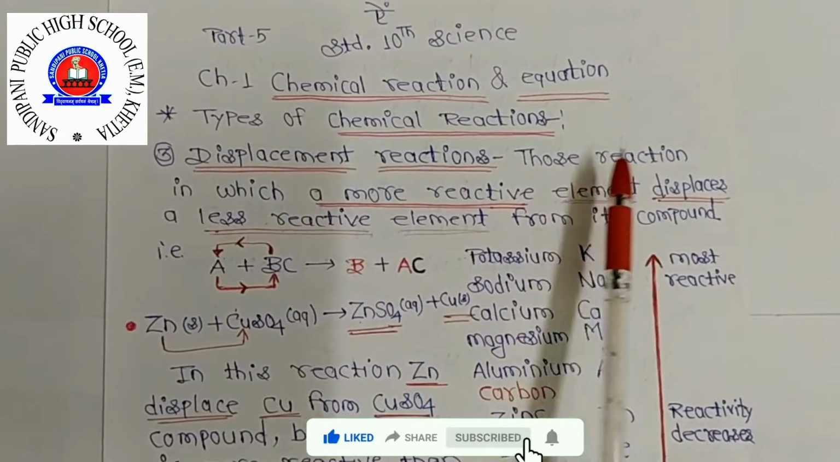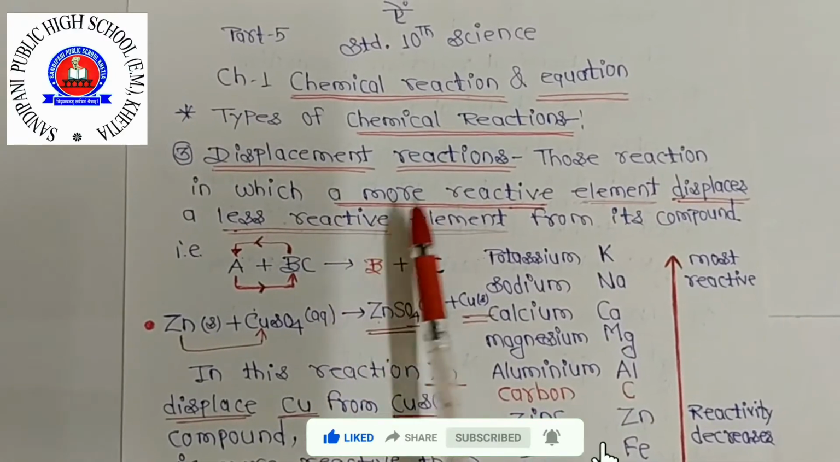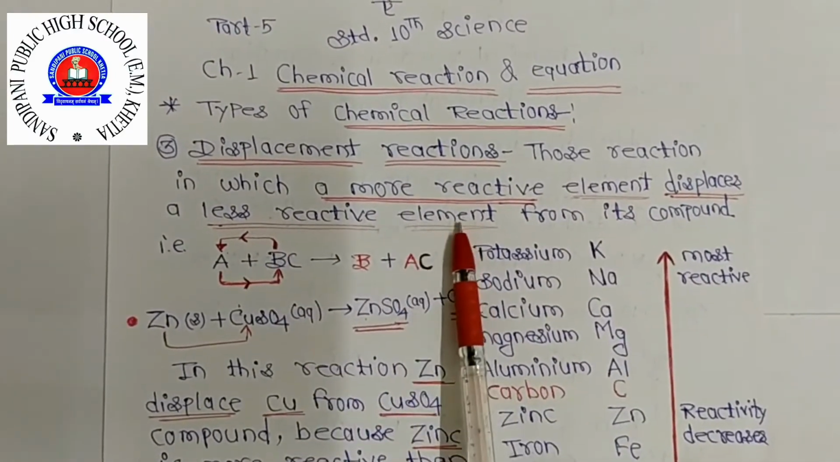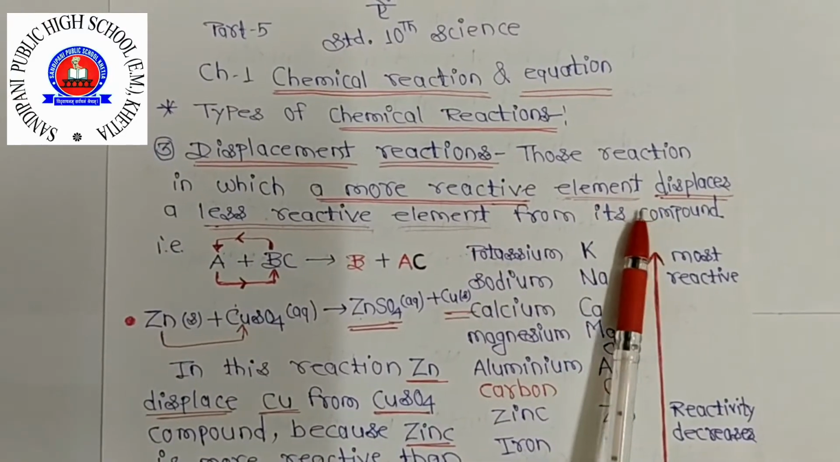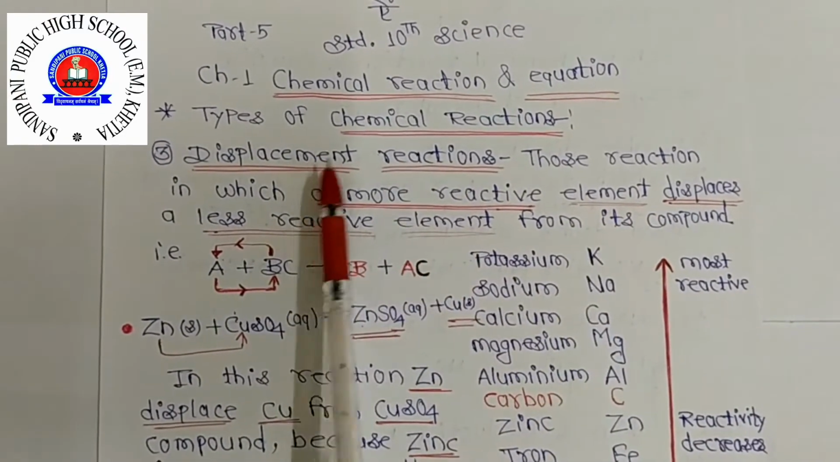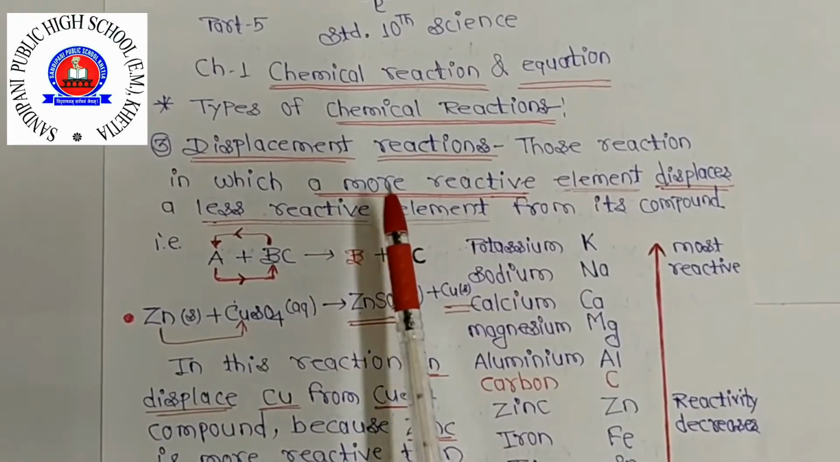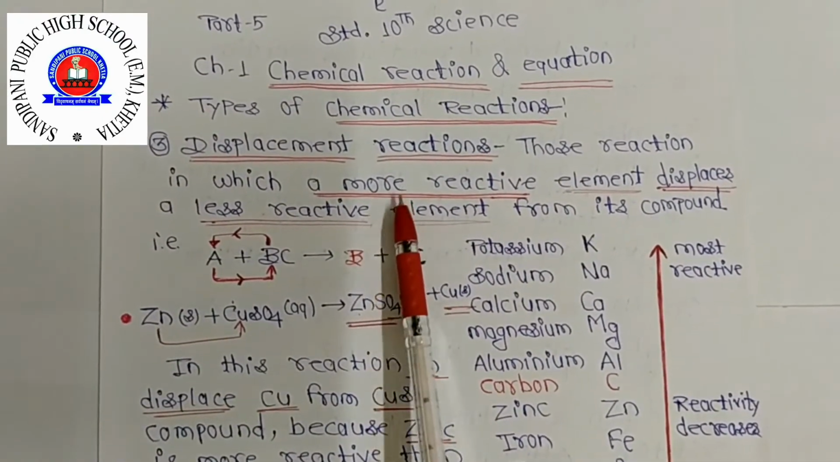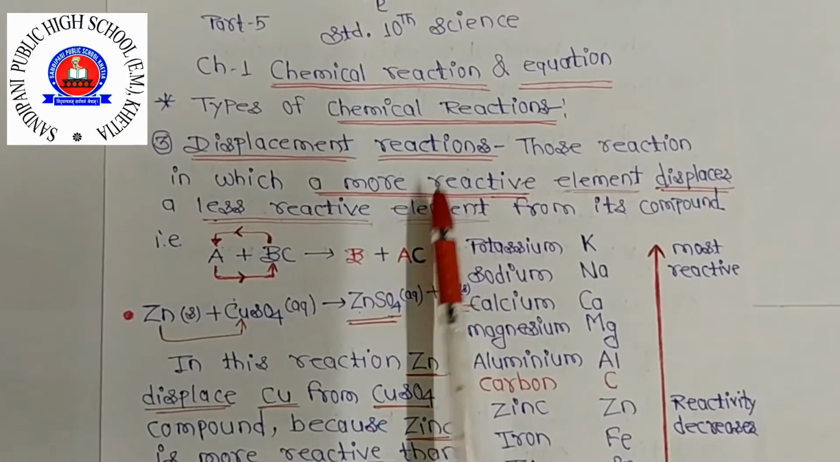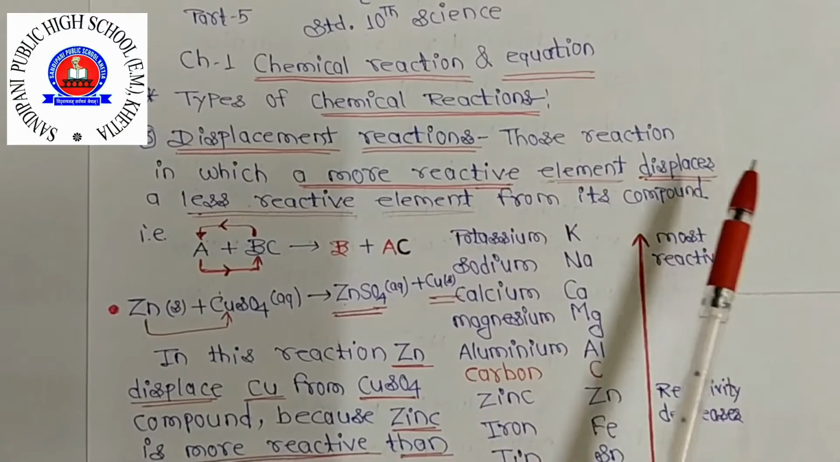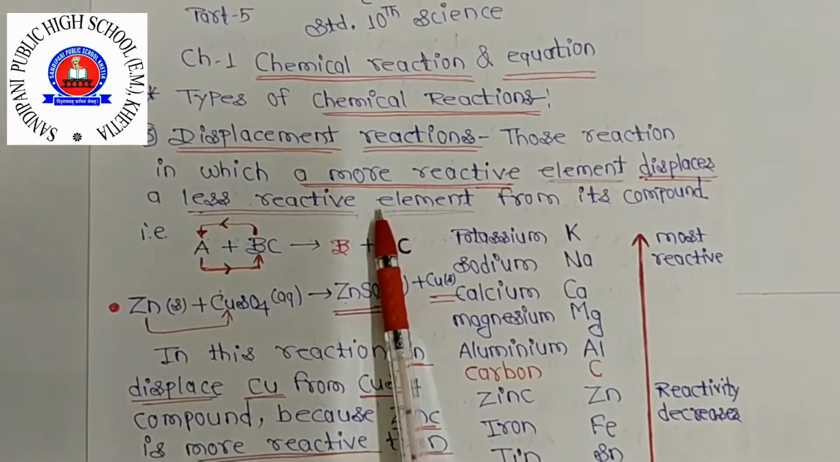Okay. So those reactions in which a more reactive element displaces a less reactive element from its compound, that reaction is called the displacement reaction. It means that the element which is more reactive displaces the place of the other, the less reactive element.